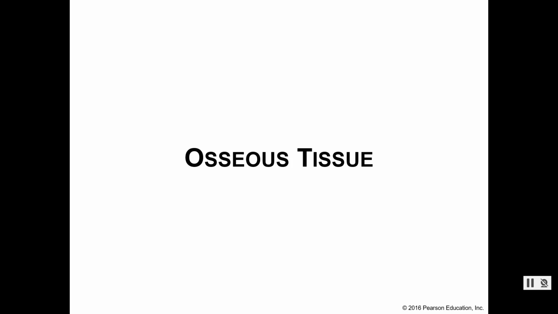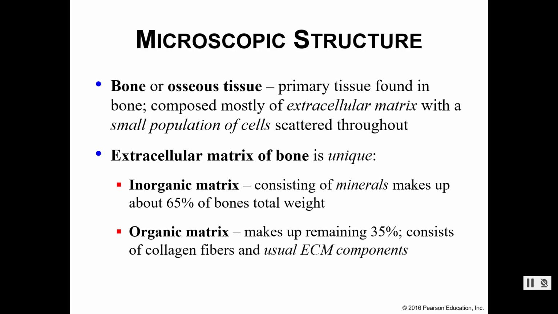In this recording, we'll discuss osseous tissue. Your bones, or your osseous tissue, is primarily found in the bones themselves. That will not shock anybody. They are composed of extracellular matrix with a few scattered cells throughout the tissue. Now, the extracellular matrix has two main components that are pretty unique. We have an inorganic and an organic matrix.